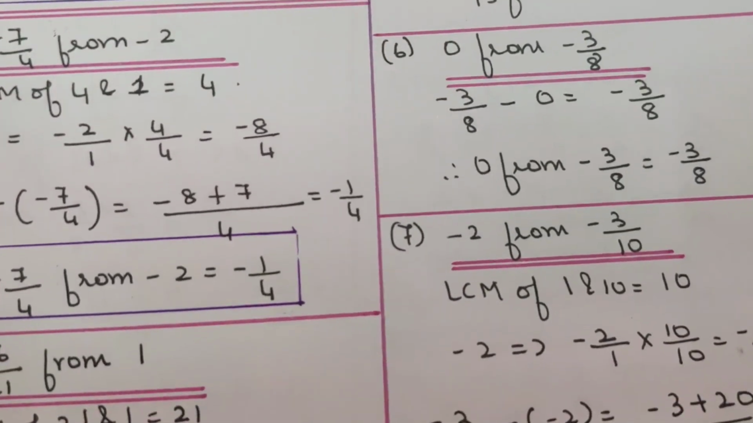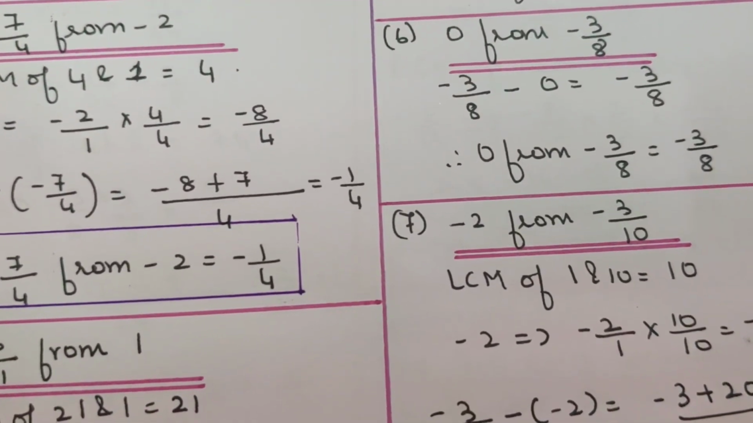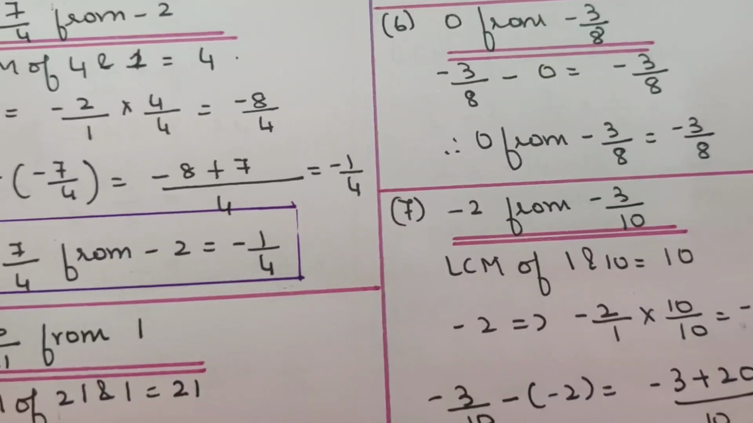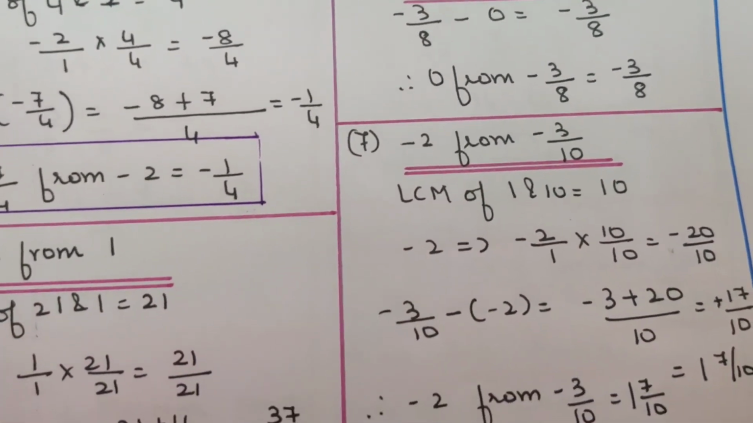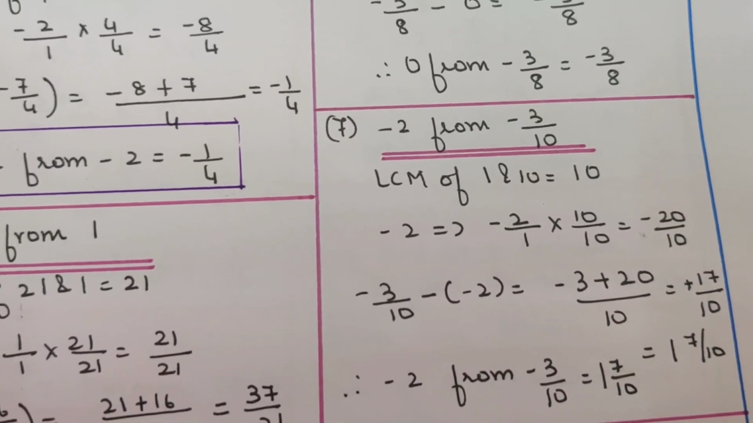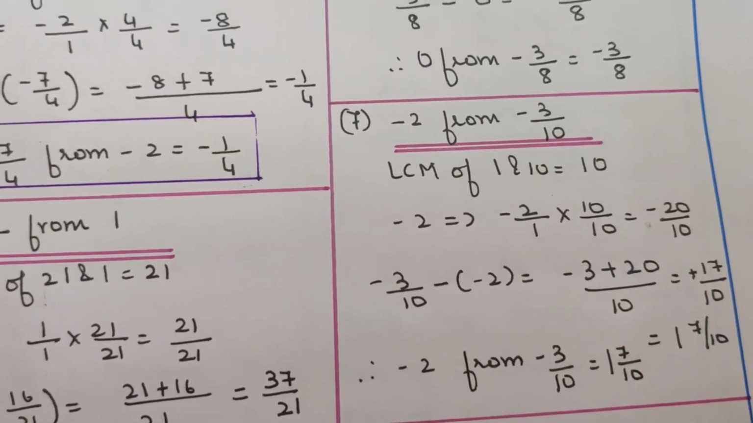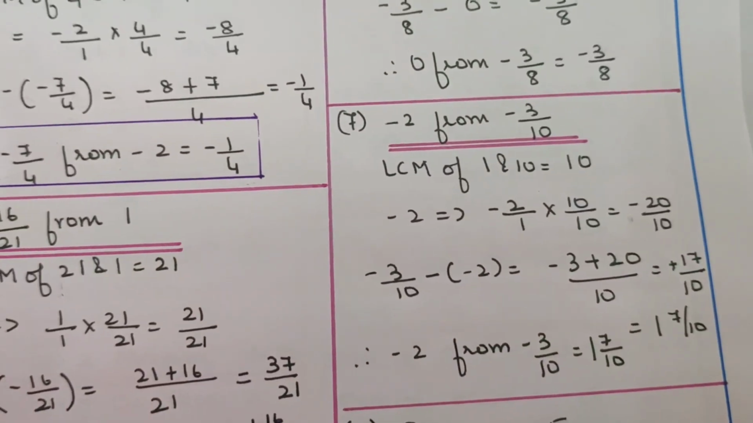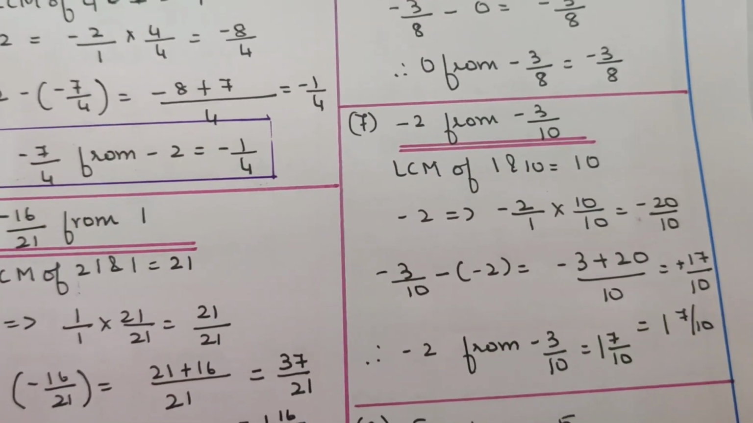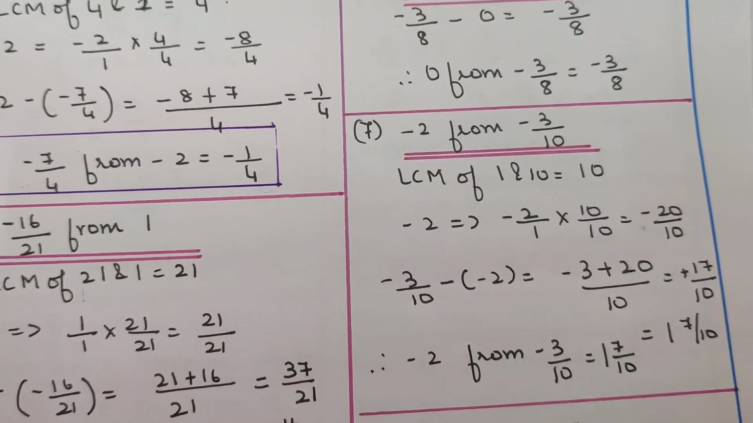Minus 2 from minus 3 by 10. Here the LCM is 10. Convert minus 2 with a denominator of 10. So it becomes minus 20 by 10. On simplification, you get 17 by 10. I'm just pausing for a few seconds for you to understand how I have done the sum.